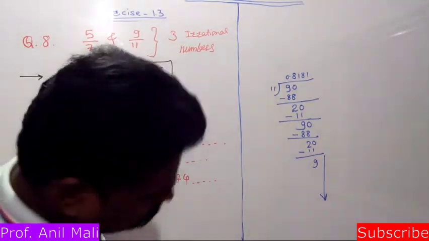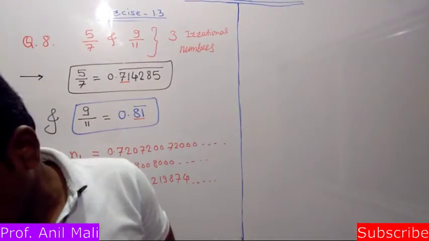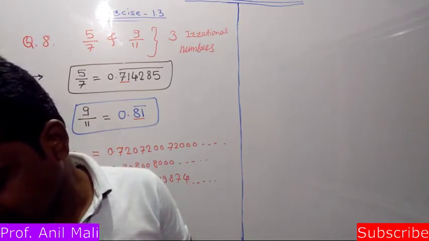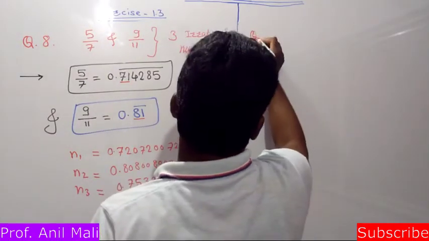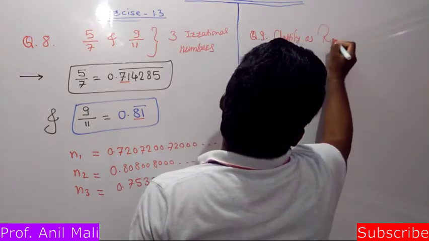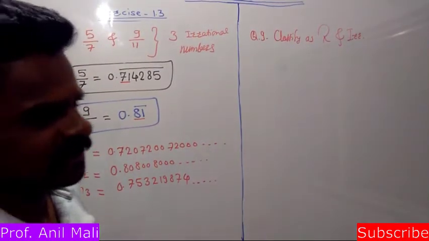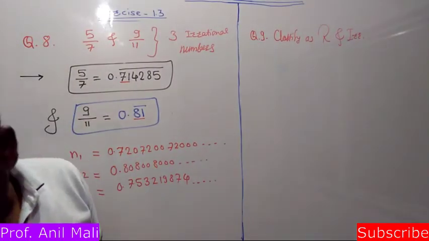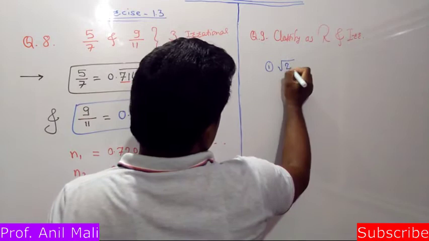Now the last question of this exercise, question number 9, is telling us to classify the following numbers as rational or irrational numbers. I'll write all the numbers and we will discuss it. Number 1, it's under root 23.